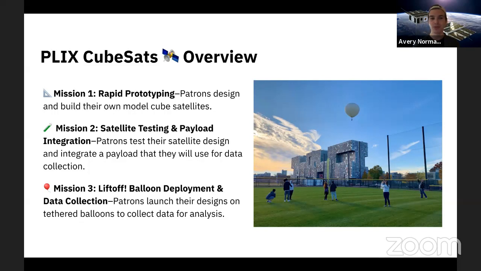The first is rapid prototyping, which we're going to discuss today, and this involves the design of a model CubeSat. Thereafter, we have a mission focused on testing the model satellite and also integrating a payload of patrons' choosing. A payload is a sort of functional aspect of the satellite, which allows you to collect data. And then finally is the liftoff, the actual gathering of the data. And we do this via a tethered balloon deployment. So that image on the right there is really what we're going after as a sort of apex of this series.